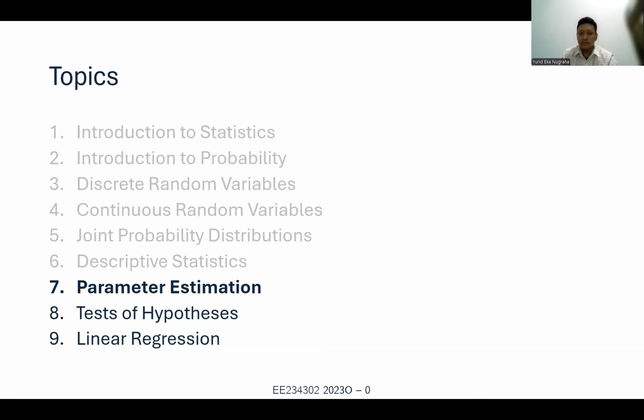Right. Hi everyone. So in this video, let's discuss parameter estimation, which should be the next step of studying probability and statistics in this course. Of course, first we studied probability, up to joint probability distribution. Then after that, we continue to study how to use the concepts that have been used in studying probability and apply them to statistics.